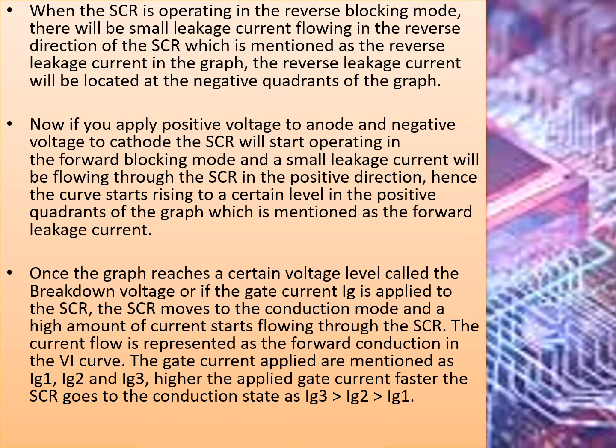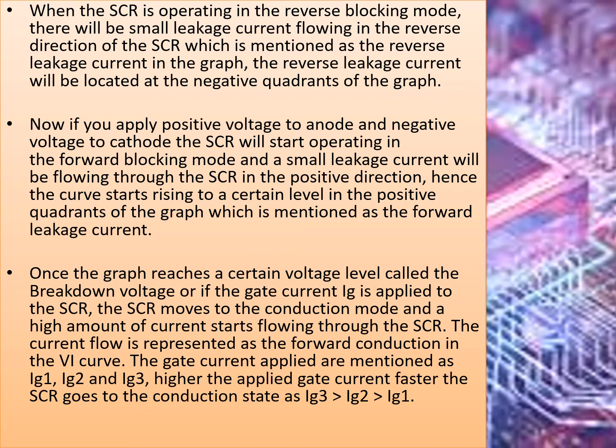When the SCR is operating in the reverse blocking mode, there will be a small leakage current flowing in the reverse direction through the SCR, which is mentioned as the reverse leakage current in the graph. The reverse leakage current is located in the negative quadrant of the graph.